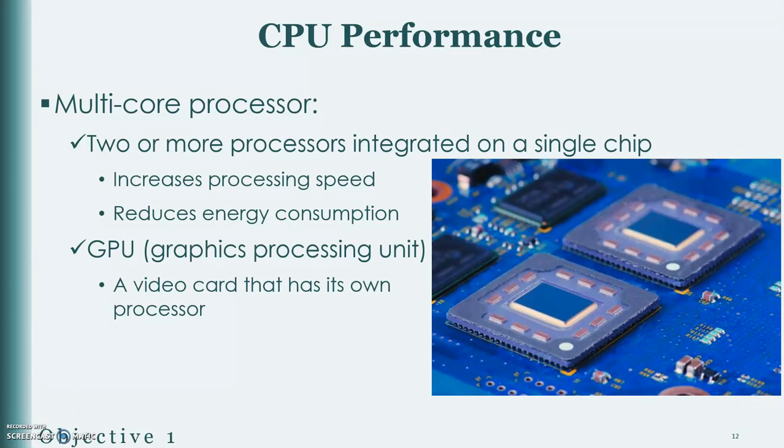CPU performance can be enhanced in many ways. Multi-core processing increases processing speed and reduces energy consumption. This happens when 2 or more processors are integrated on one single chip. Processors have been designed that have 2, 4, 8, even 16 cores.